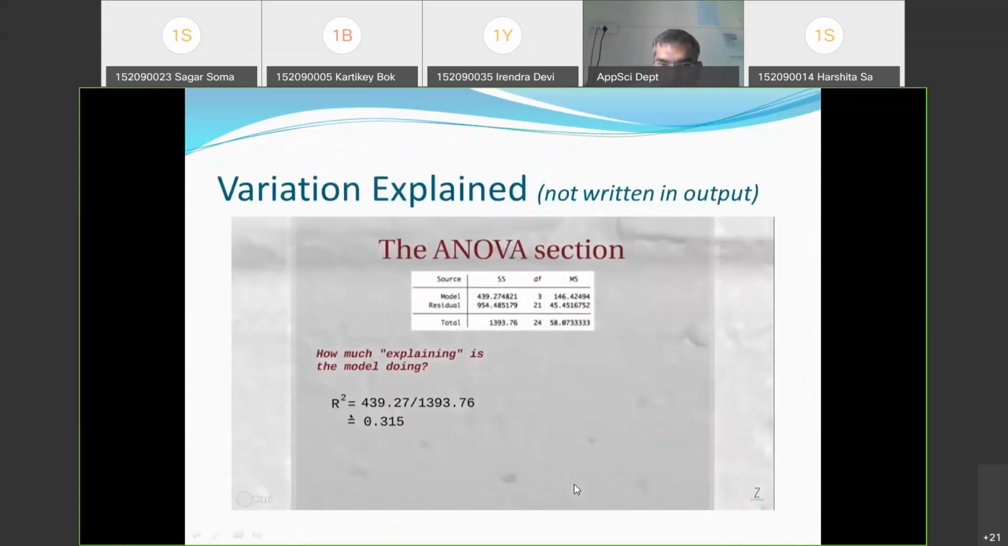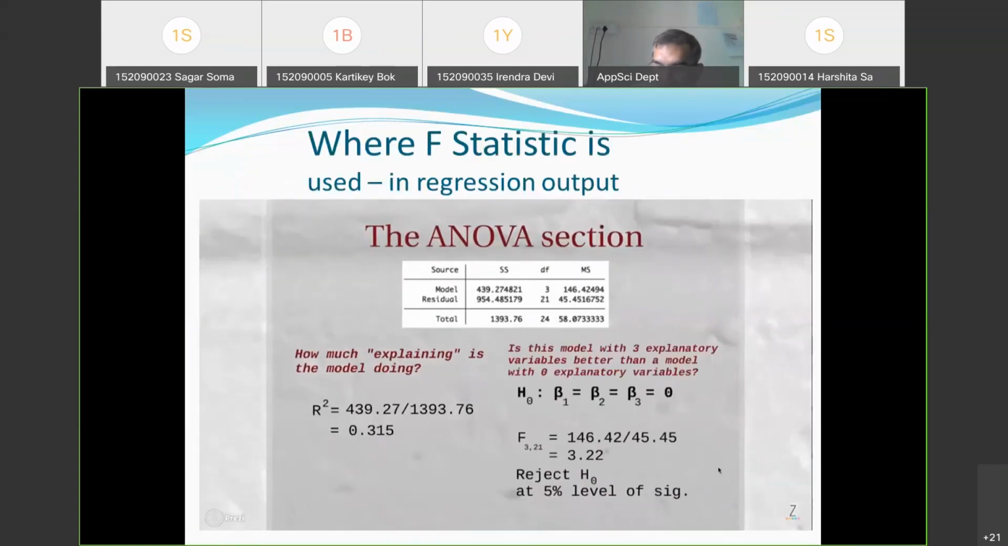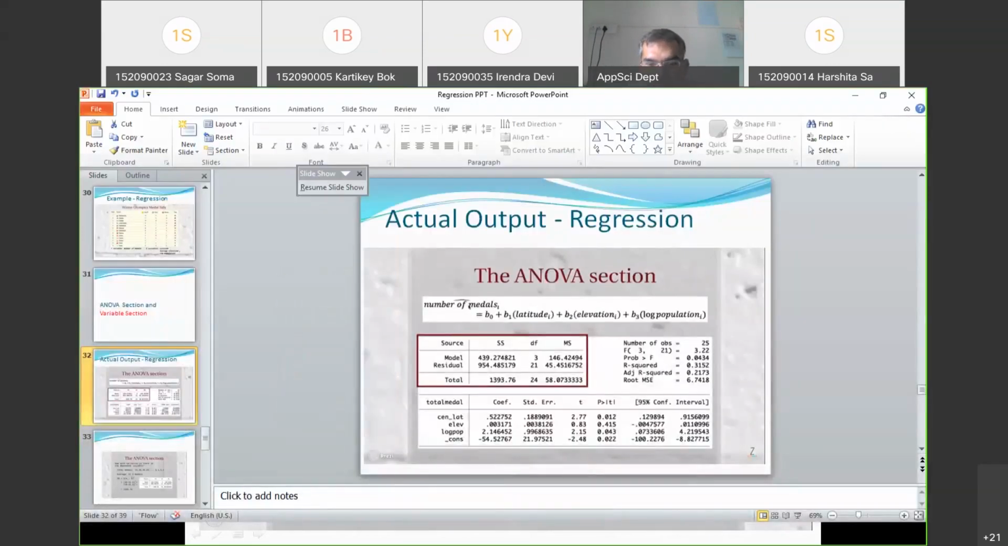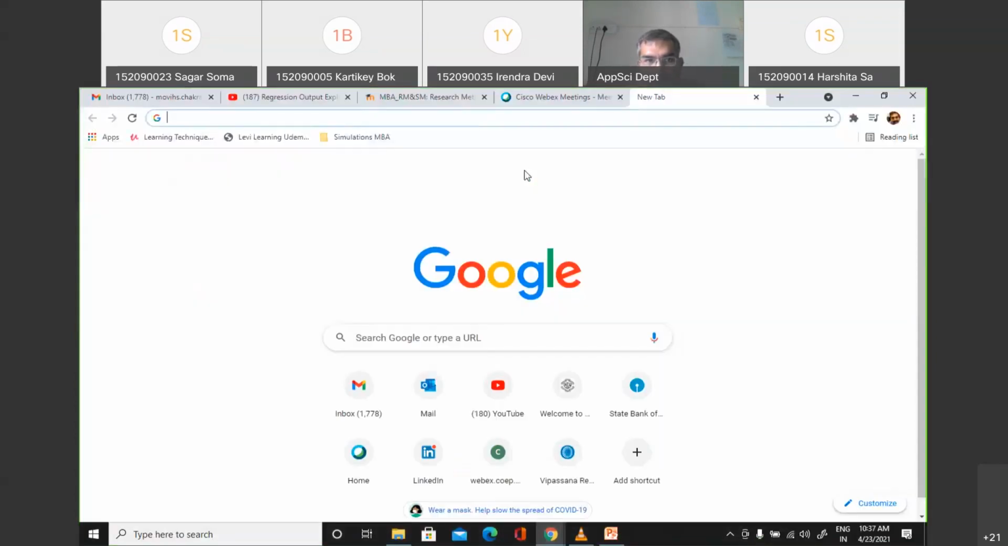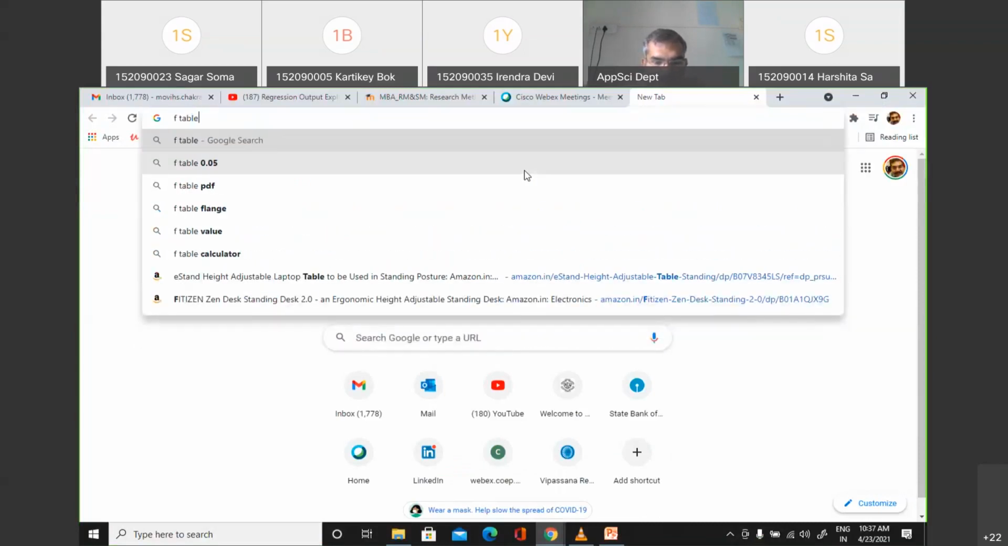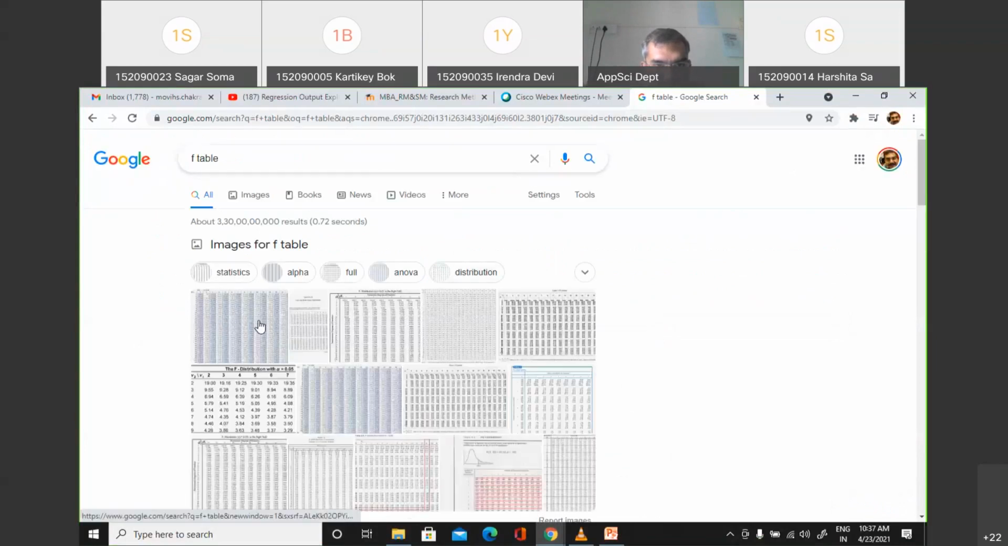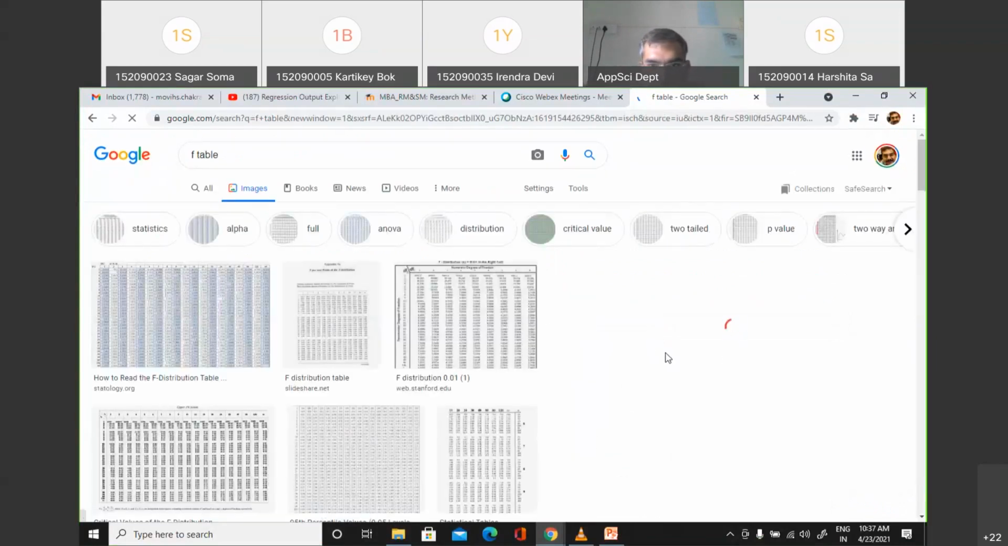And we are trying to now compare the variation by calculating that F statistic. So for the F statistic, when we go to the table, we will see that the degrees of freedom of the numerator will be given on one axis, and the degrees of freedom of the denominator on another axis. Let us see. Actually, I should have taken an F table, but it is available, I hope. F is not a good letter to search with.